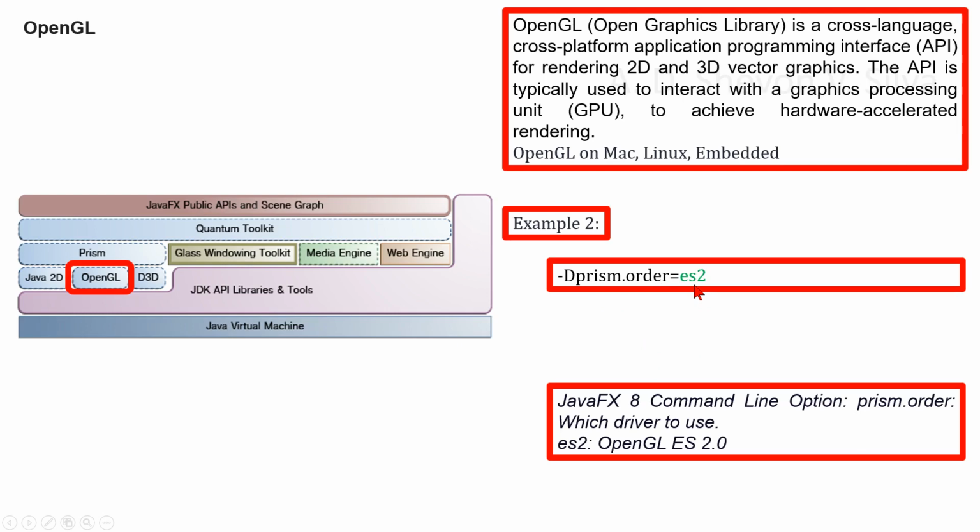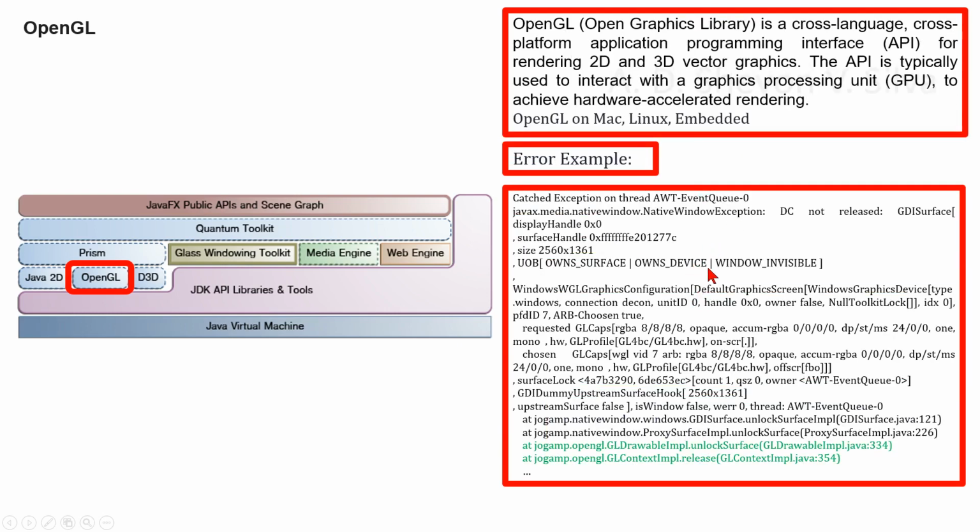As an error example, we can consider this, and here you can see com.jogamp.opengl.impl GLDrawableImpl.unlockSurface at com.jogamp.opengl.GLContextImpl.release, etc.